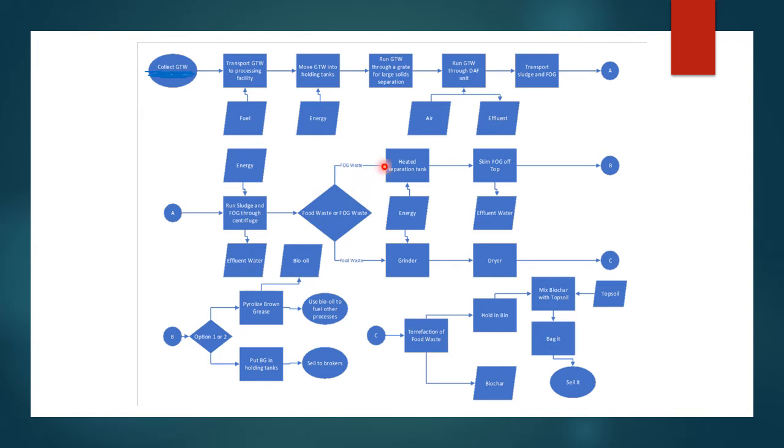Then the FOG waste goes to the heated separation tank where this FOG waste, or the brown grease, is skimmed off of the top. And then it can go down to be put into the brown grease holding tanks and eventually sold to brokers.